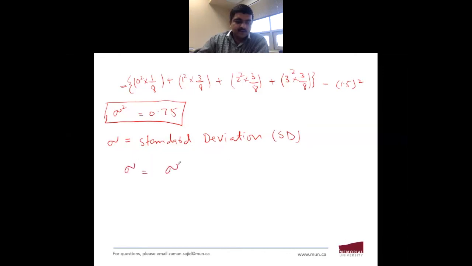Sigma is found when you take the square root of your sigma squared. So for our example, we find that this is equal to 0.866. So the sigma value turns out to be 0.866 for our given problem.